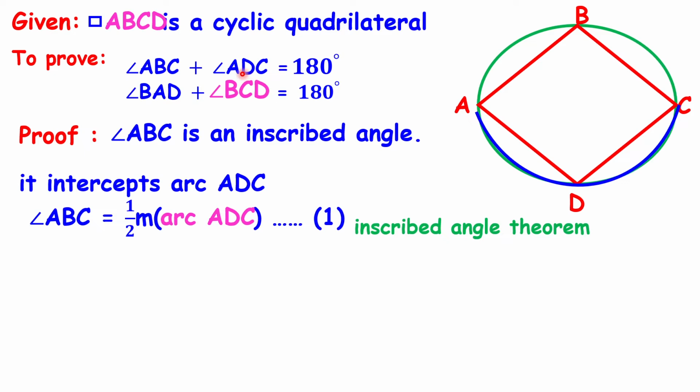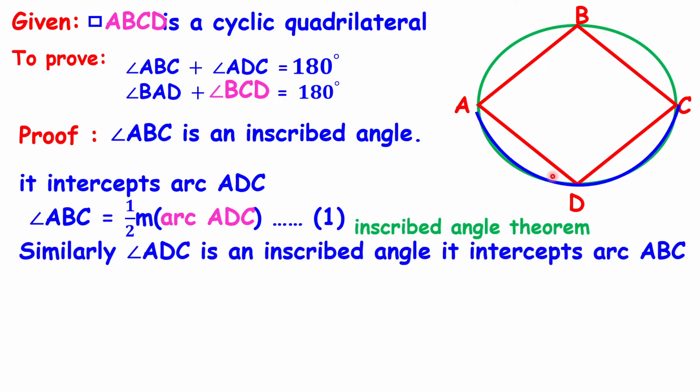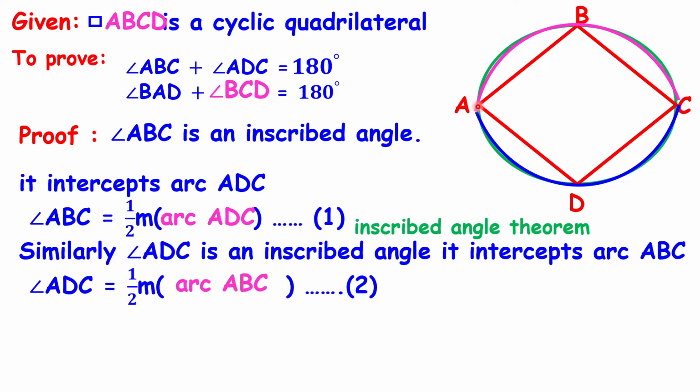Similarly, we have to find out the measure of angle ADC. The vertex of angle ADC also lies on the circle. Therefore, angle ADC is an inscribed angle which intercepts the arc ABC. Therefore, measure of angle ADC is equal to how much? 1/2 into measure of arc ABC. This is equation number 2. Reason, inscribed angle theorem.